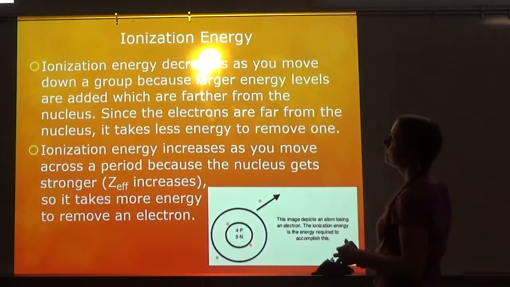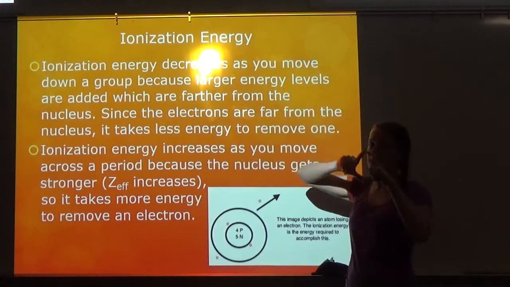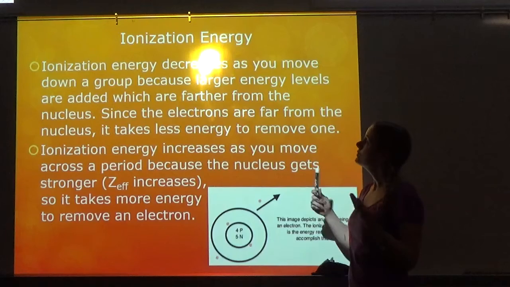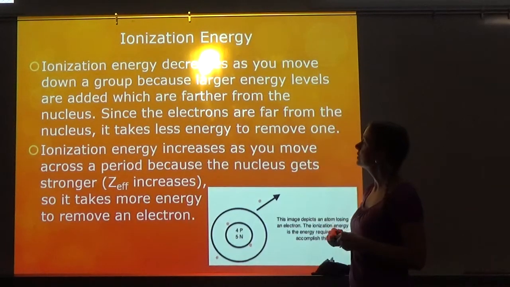So why does this happen? Well, ionization energy decreases as you move down a group because larger energy levels are added, which are farther from the nucleus. Since the electrons are far from the nucleus, it takes less energy to remove one.